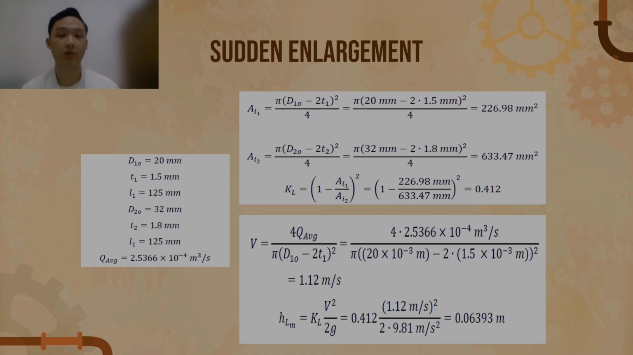So we need to calculate the inlet and outlet area of the sudden enlargement to get our KL value, because the KL value for sudden enlargement is not given. And moving on, we need to calculate the velocity, and then only we can calculate our minor head loss. And the value of our HLM is equal to 0.06393 meters.